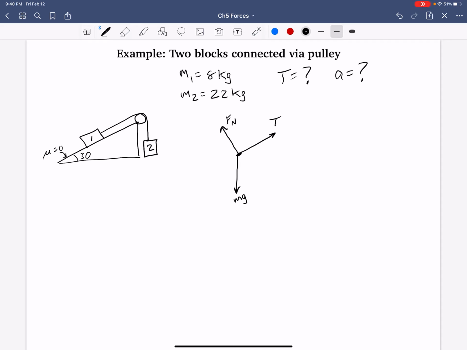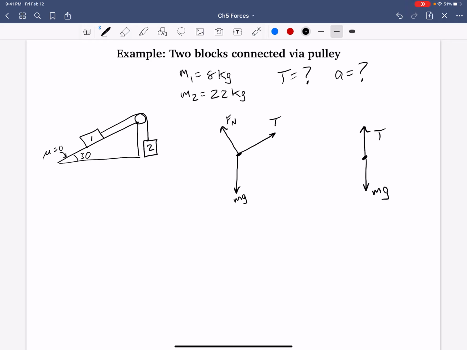Let's do block 2 real quick. Block 2 is over here. The tension on block 2 is up, and the force of gravity is down. That's it.